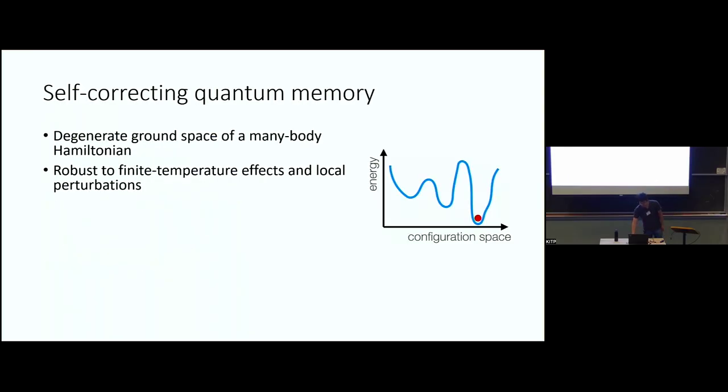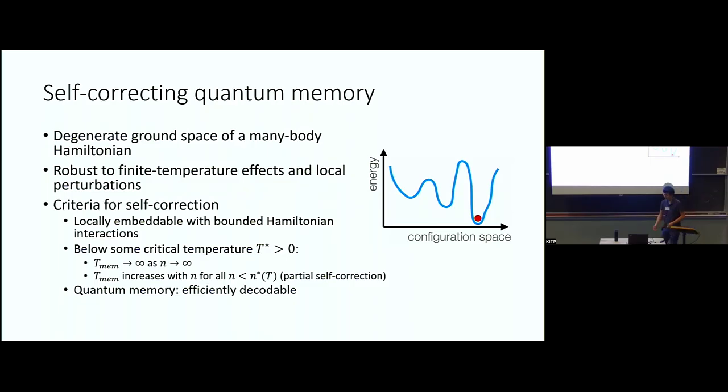Okay, good. So self-correcting quantum memory. What we want to do is store the quantum information that we're trying to protect in the ground space of some many-body Hamiltonian. And ideally, this would be robust to noise. So we want it to be robust to, let's say, finite temperature effects, and also some local perturbations.